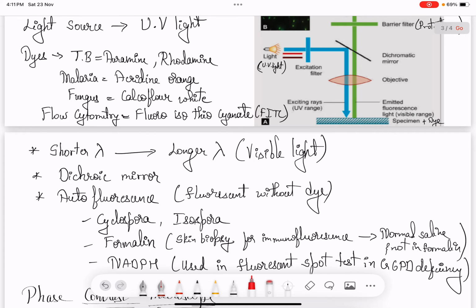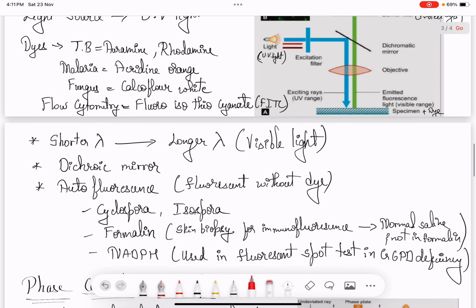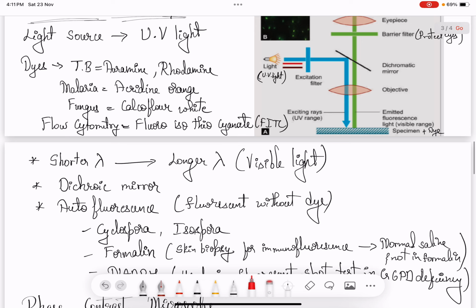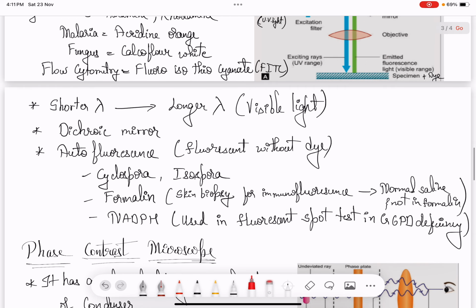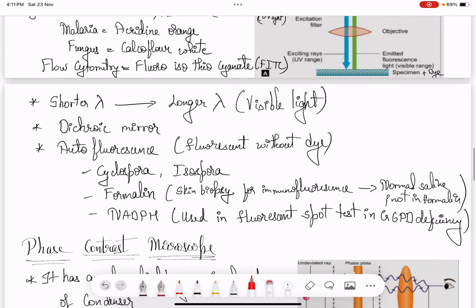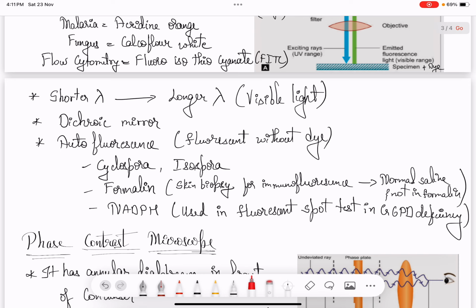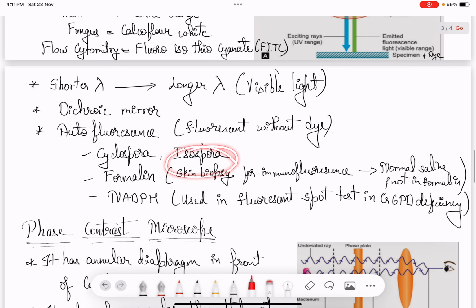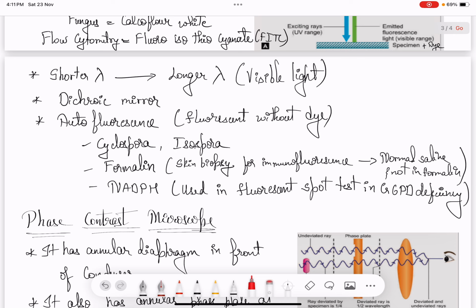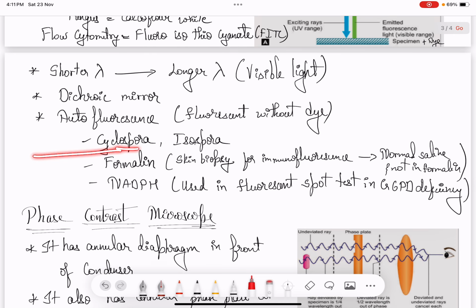So the main property over here is that the shorter wavelength light is converted into longer wavelength light, that is a visible light. Then here the dichroic mirror is used. Not all specimens need the dye added. Some specimens have autofluorescence, like Cyclospora and Isospora. They show the property of fluorescence without the dye. And other than this, we even know that formalin and NADPH also show the property of autofluorescence.